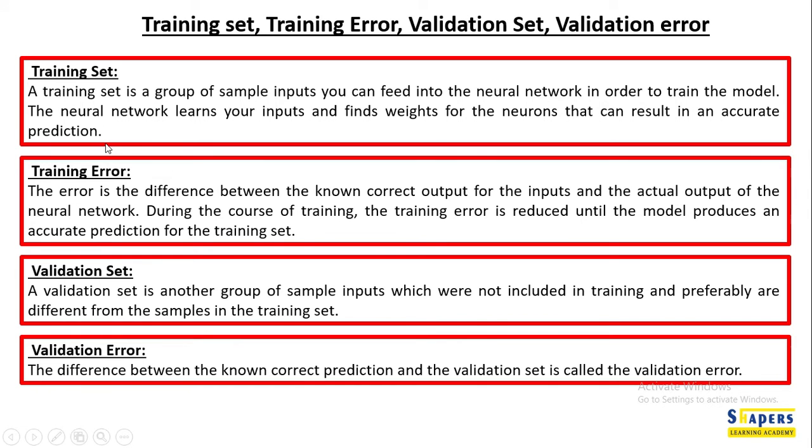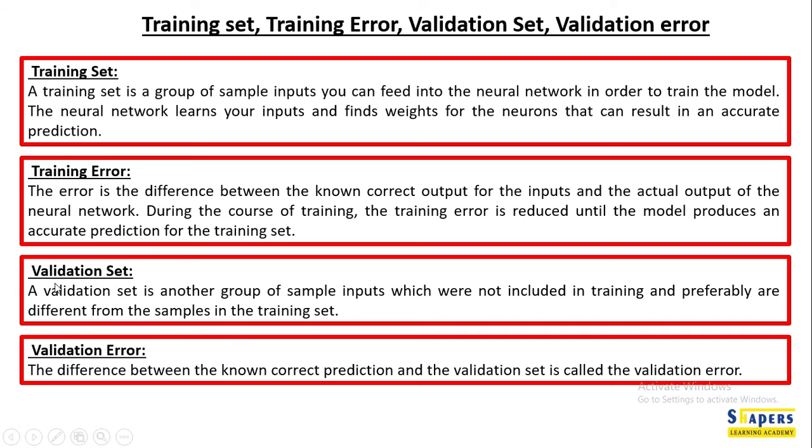The neural network designer who trains the network has to be a responsible personality in feeding the right data. Only when you feed responsible, right data will your prediction, the output, and the further operations of a neural network be right. What is the training error? The error is the difference between the known correct output from the inputs and the actual output of the neural network. During the course of training, the training error is reduced until the model produces an accurate prediction for the training set. Simple. Training error is the expected versus actual output.